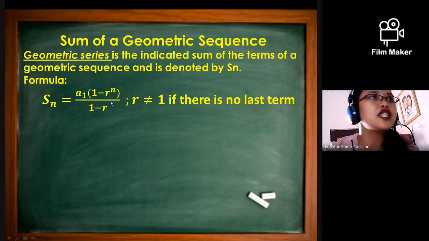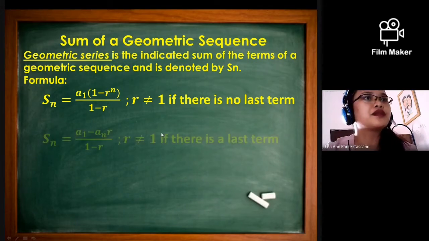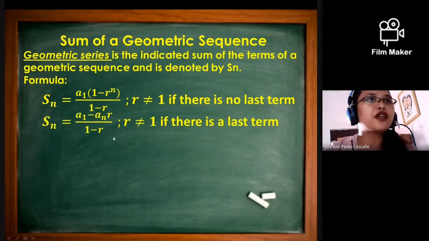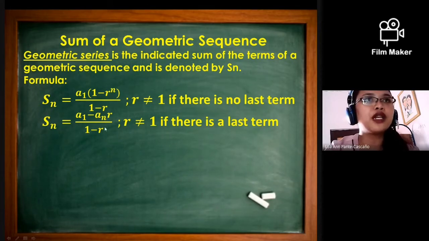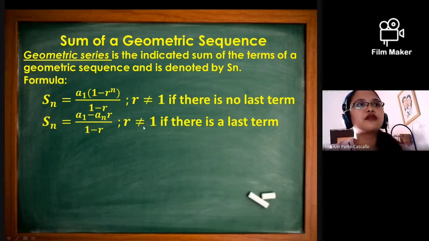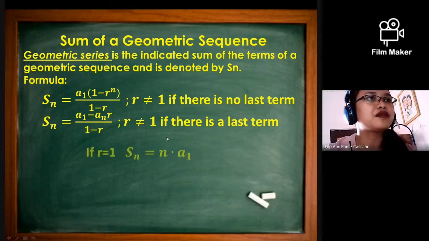This formula will be used if there's no last term. Okay, later we will see which of these have no last term. This second formula is used if there is a last term. This one has no last term. This formula will be used when there is a last term: S sub n is equal to A sub 1 minus the last term times the common ratio all over 1 minus r, where r should not be equal to 1.